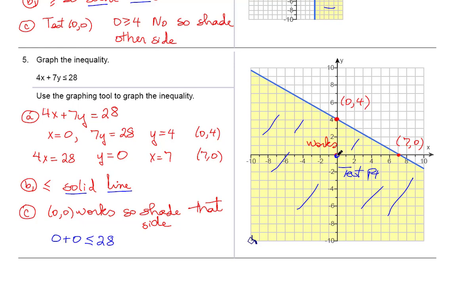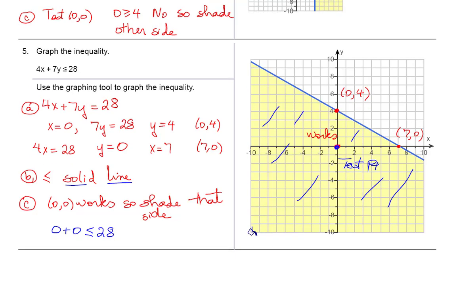And now we pick our test point. Let's see, 0 plus 0, is that less than or equal to 28? Yes. So therefore, shade that entire side.